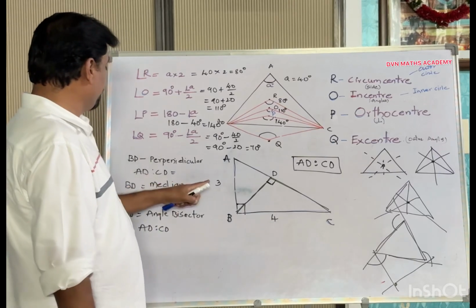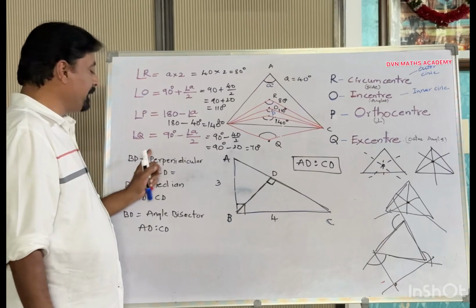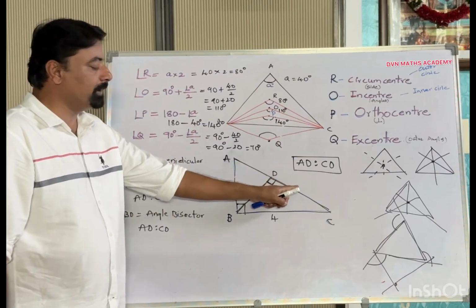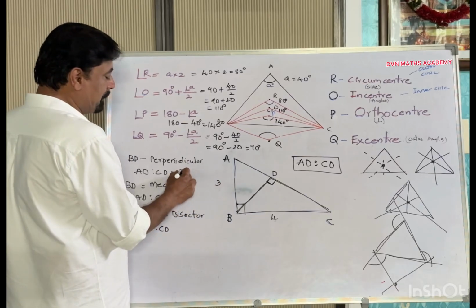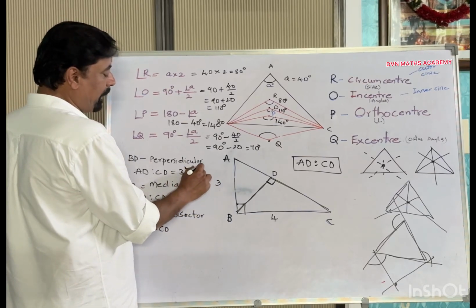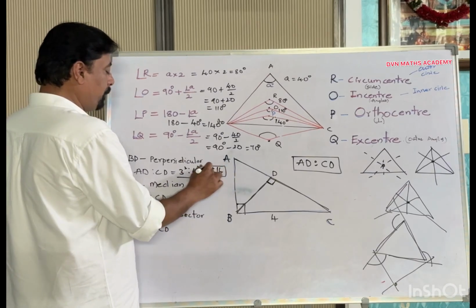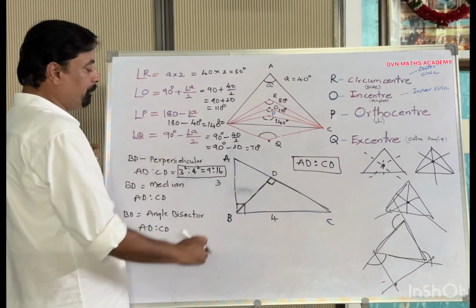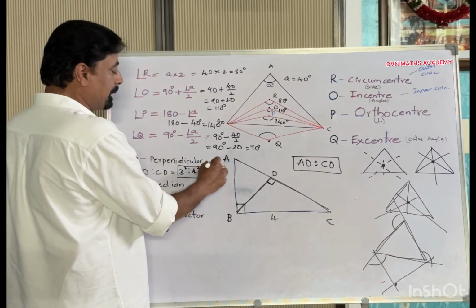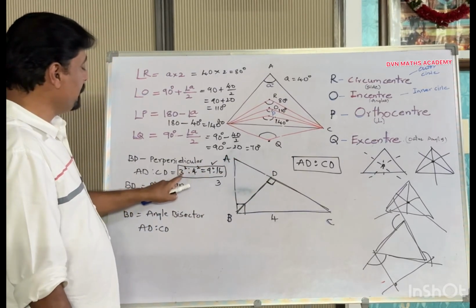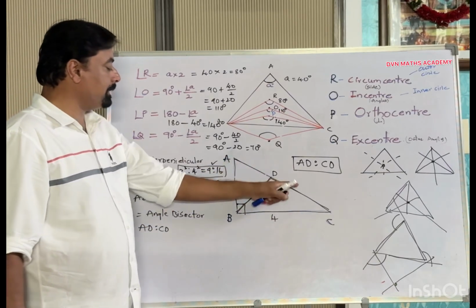So in case 1, if BD is the perpendicular, then what is AD is to CD? If BD is the perpendicular, what is the ratio of these two parts? Directly we can write that it is nothing but 3 square is to 4 square, that is equal to 9 is to 16. So keep this formula in your mind. If BD is the perpendicular, then AD is to CD is directly 9 is to 16, that is this side square is to this side square.